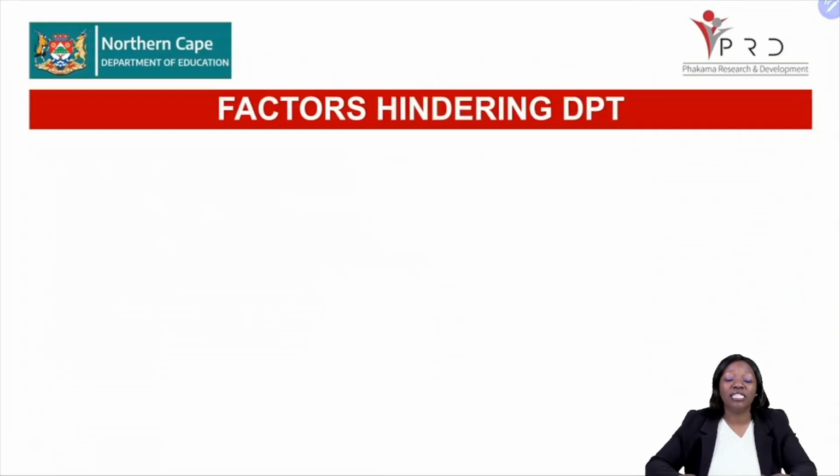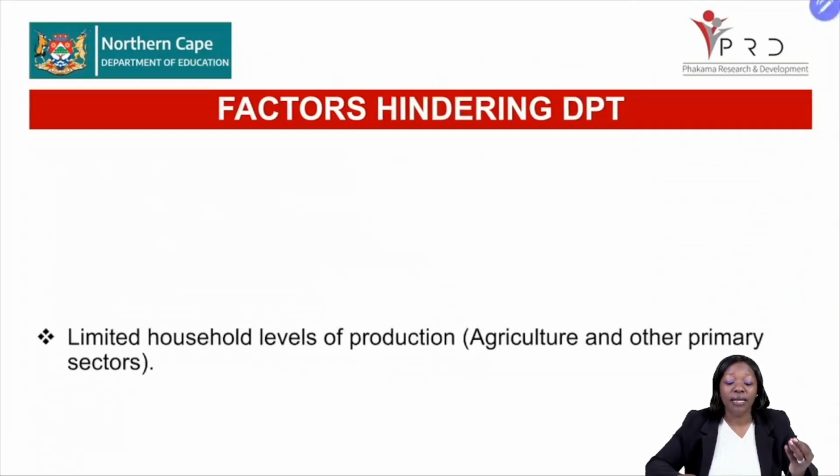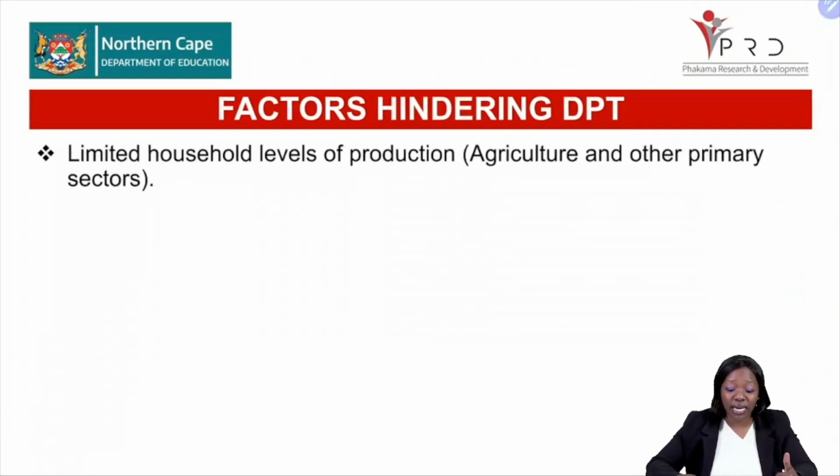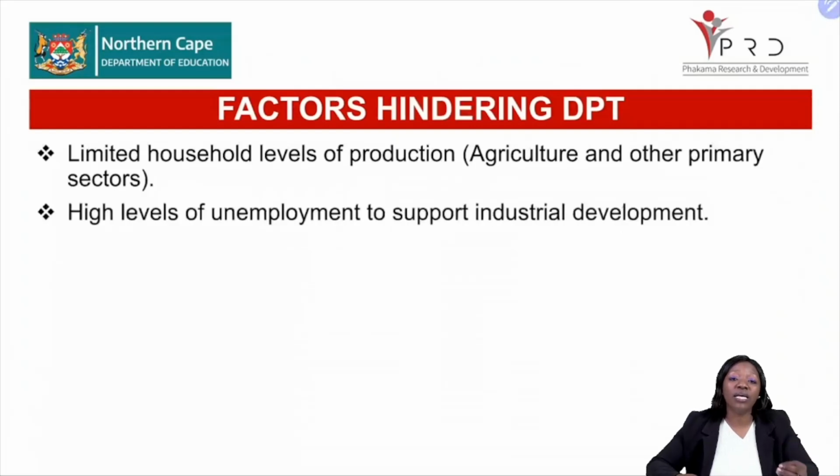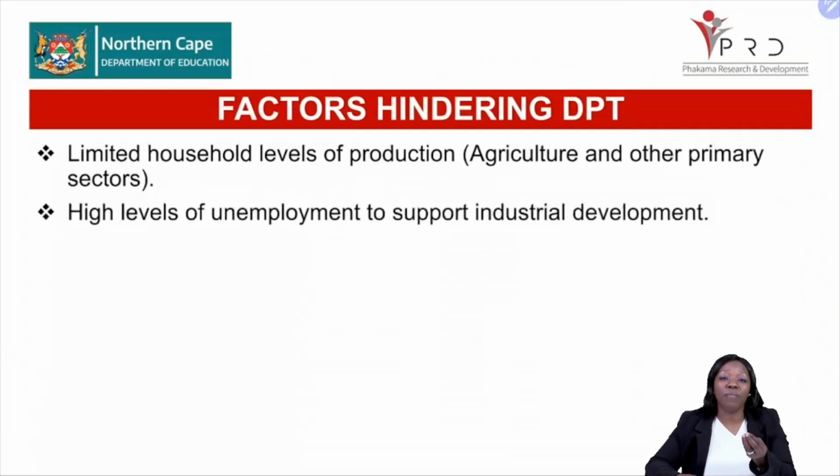Then we're looking at the factors that are hindering. Number one, the limited household level of production in terms of agriculture and other primary sector. Then the high levels of unemployment to support the industrial development, even though there are those industries. But because of the high population, the number of employment is less than what the population is. So there is also a high level of unemployment.